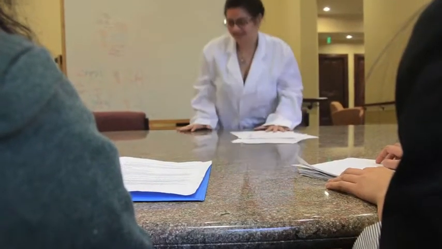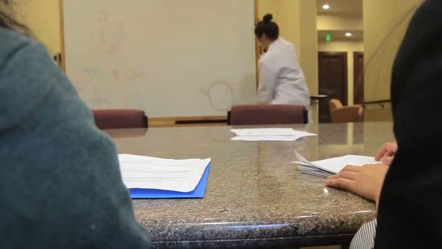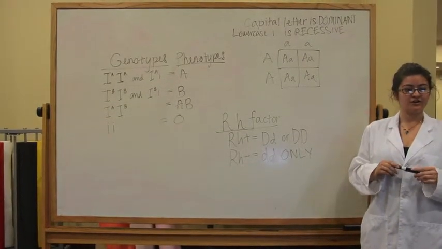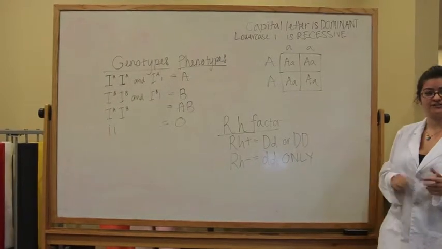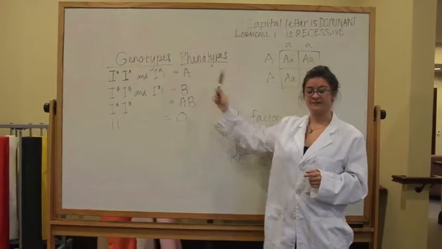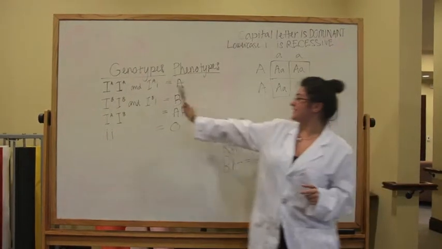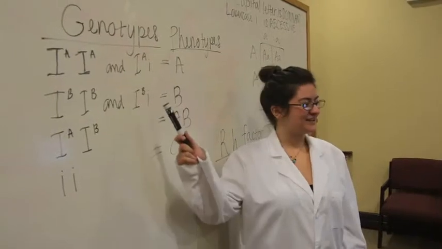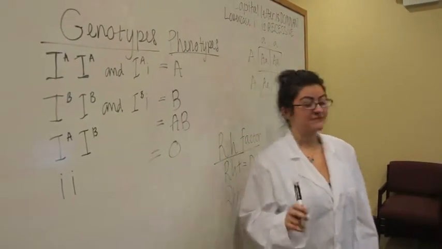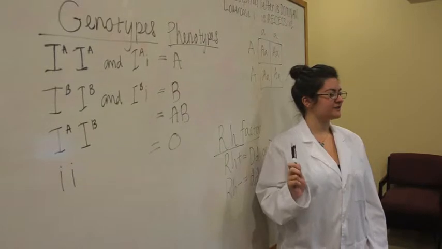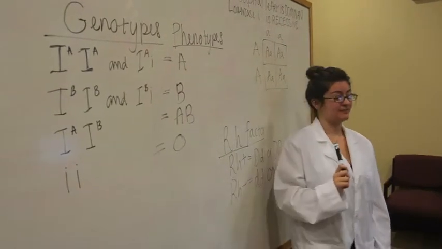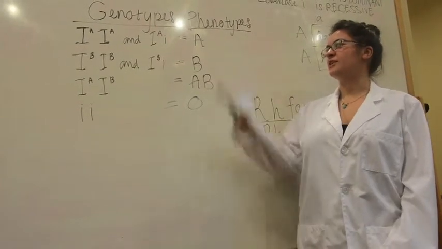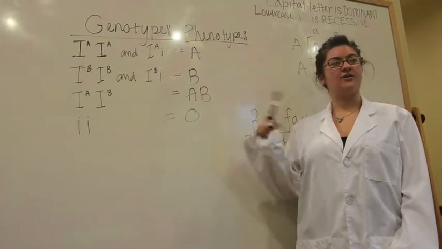Let's start with the basics. Our blood types are inherited from our parents. We use these things called Punnett squares to determine the genotypes and phenotypes of a person. The capital letters are dominant, and the lowercase i's are recessive. Genotype describes all of an individual's genes. Phenotype explains the physical appearance of a person based on their environment and genotype. And this is how the genotypes and phenotypes are written for A, B, AB, and O.